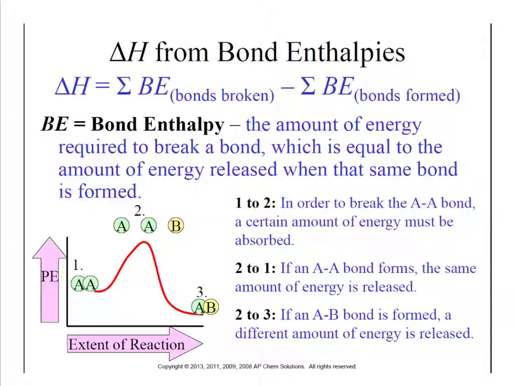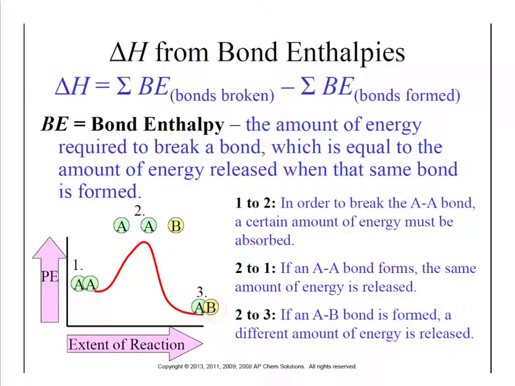So if we look at this graphic right here, we see the bond of AA being broken, so that A is now separate from A. The energy needed to break that bond is going to be equal to the energy to form that bond, and we can kind of see that right here. Distance doesn't change if we go up or down. And then we can see that if the bond between A and B is formed, it is releasing energy because it's going down.